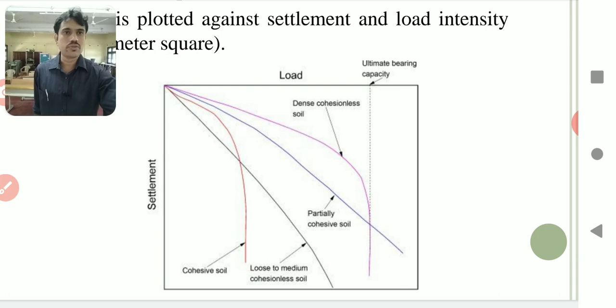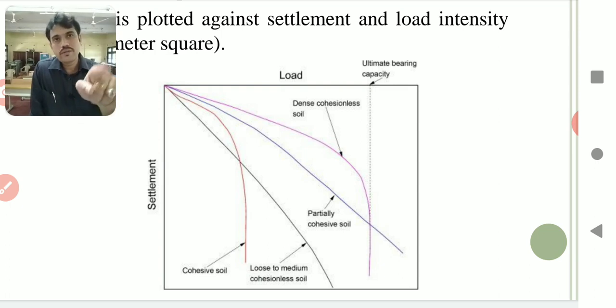The first graph I will show you, that is the first graph which is of red color. It is of cohesive soil. Cohesive means, if a soil has a sticking property, we call it cohesive soil.